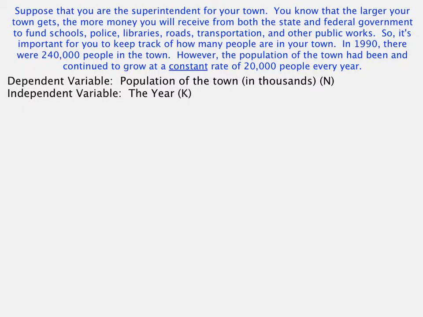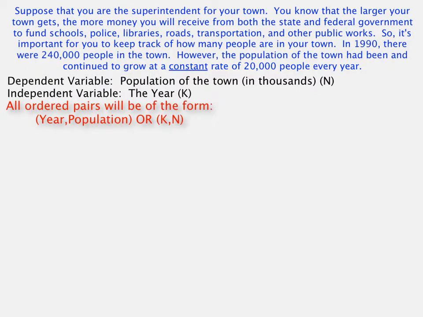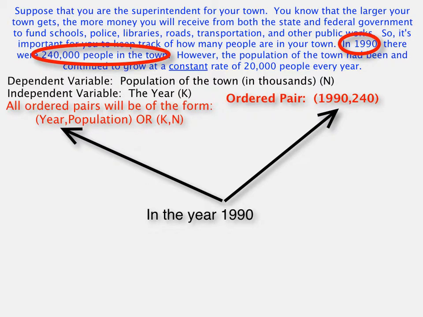Okay, so my claim is we have one piece of data about in what year what the population of the town was. In 1990, there were 240,000 people in the town. And my claim is we can make an ordered pair out of that piece of data. And note, all of our ordered pairs are going to be of the form k, comma, n, right? Year, comma, population in thousands. So my claim is we can take this piece of data and write it as an ordered pair, 1990, comma, 240.